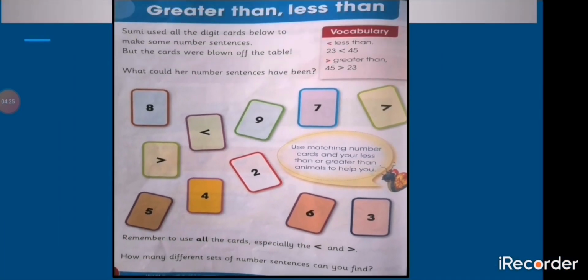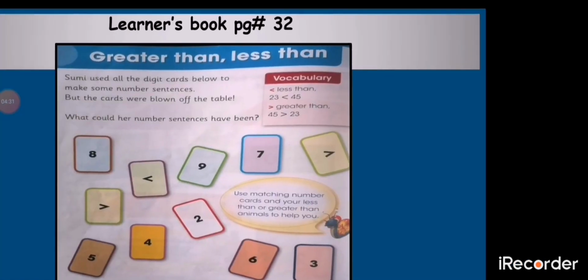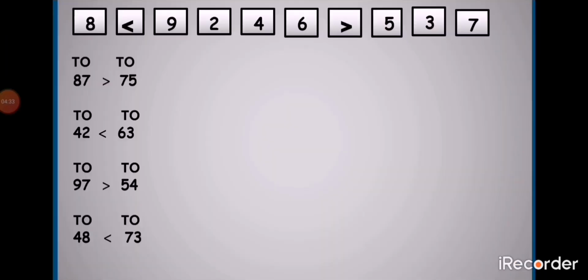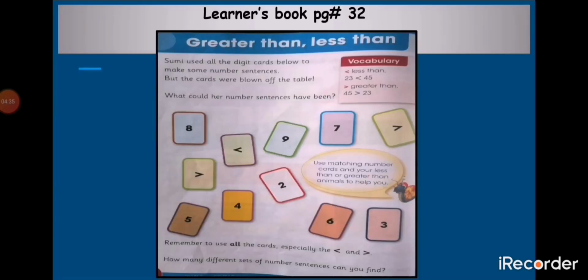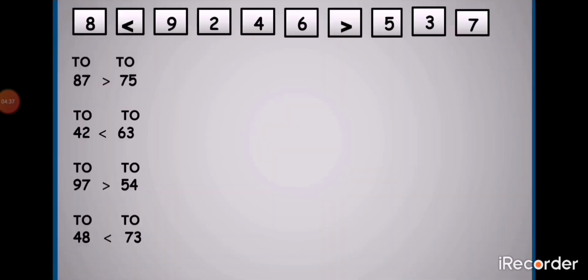With the help of these cards, we can find the maximum number of sentences we can make. So for your ease, I will make a slide for that. Here I write all the numbers which are present here. Look at the numbers: 8, smaller than sign, 9, 2, 4, 6, greater than sign, 5, 3, 7. I drew these boxes on a page and wrote the numbers in them. And with the help of these numbers, we can make the maximum number of sentences.